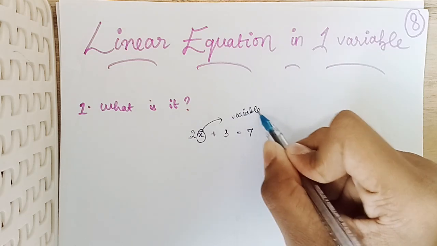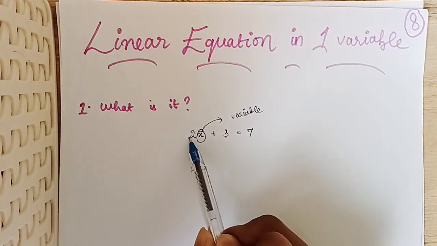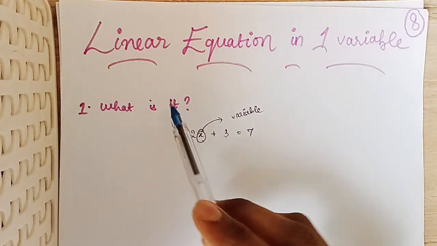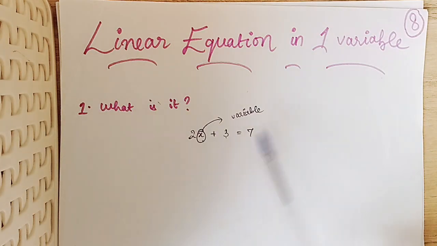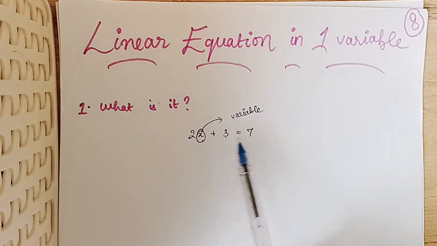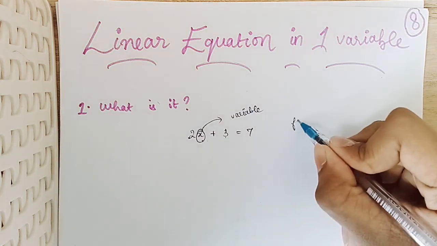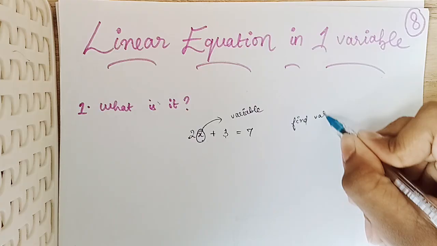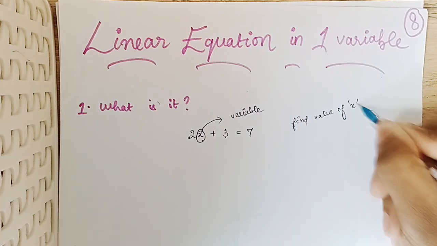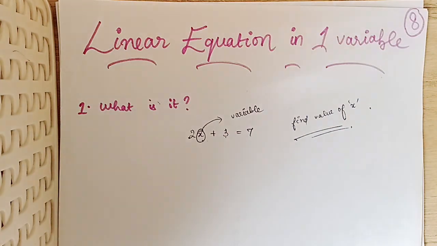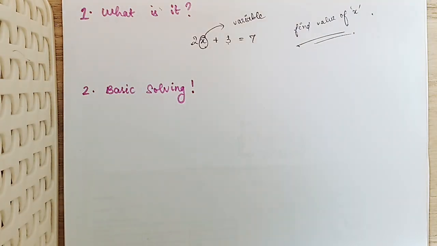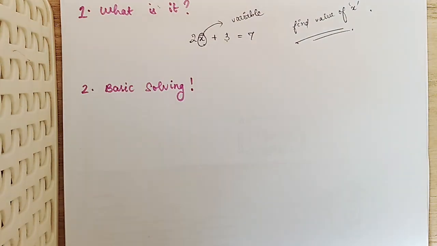So any equation with numbers as well as a variable is called a linear equation in one variable. Here we can see there is only one variable, thus this is a linear equation in one variable. And our main goal here is to find x, or find the value of x. This is what we'll be doing in this chapter. The next thing that we'll be doing is basic solving.